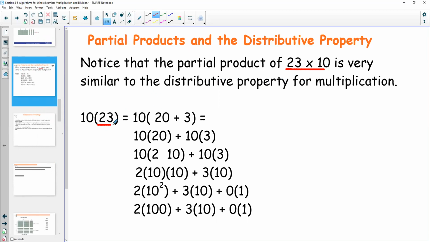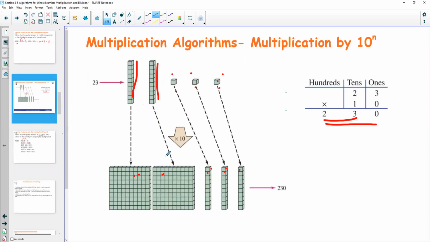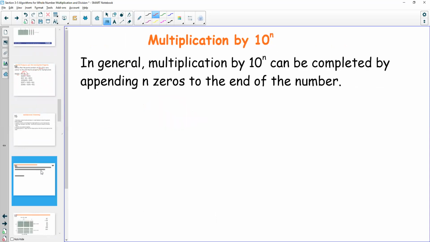I took my 23 apart into 20 and 3. I multiplied 20 times 10 plus 10 times 3. That's really what we did in the pictures, right? 10 plus 10 times 3. So you can think of that either way. So I get 100, I get 30, and I don't have any ones.